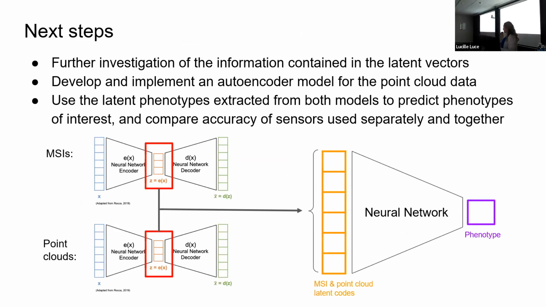So our next steps are to further investigate those latent phenotypes, and develop and implement a second model for the point clouds. We're looking into potential model architectures currently. And then ultimately, we will extract latent codes from both the multispectral images and the point clouds to predict our phenotypes of interest.